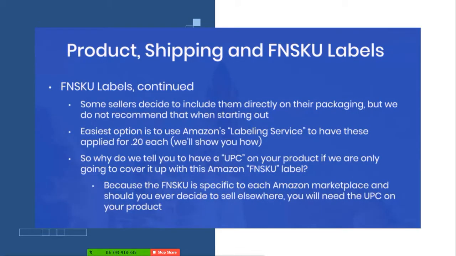Now this is still a continuation. Some sellers decide to include them directly on the packaging, but we do not recommend that when starting out. The easiest option is to use Amazon's labeling service to have these applied for 2 cents each, which we will show you. So why do we tell you to have a UPC on your product if we are only going to cover it up with the Amazon FNSKU label? Because the FNSKU label is specific to each Amazon marketplace, and should you ever decide to sell elsewhere, you will need the UPC on your product.